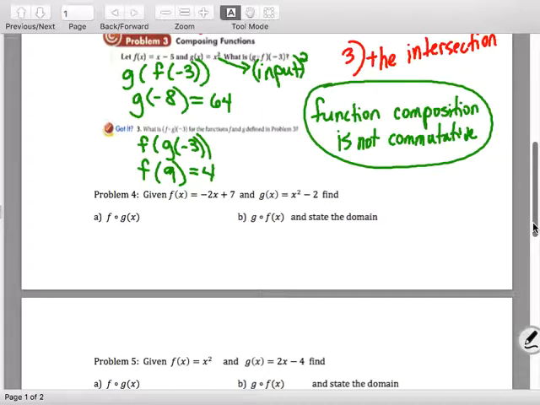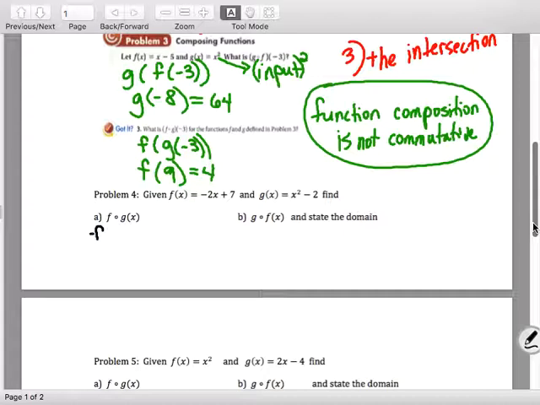You do the inside first. Yeah, you do the inside first, okay? Great question. All right, so here we go. Problem 4. Now we're not going to deal with numbers. We're going to do like my function machine where we put x minus 3 in, we put x squared plus 1. So I want you to imagine my function machine as we're doing these.